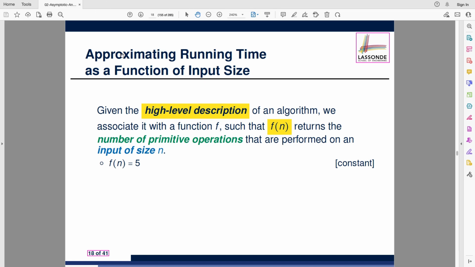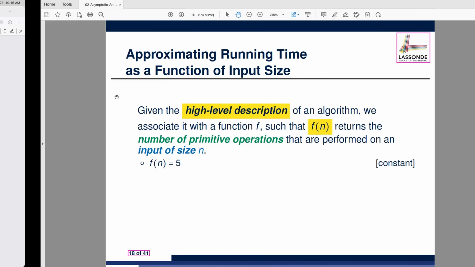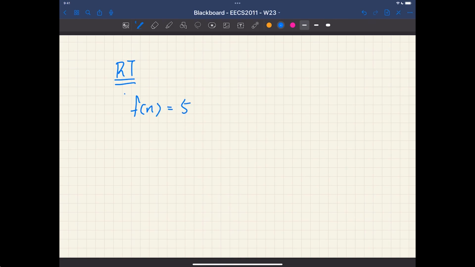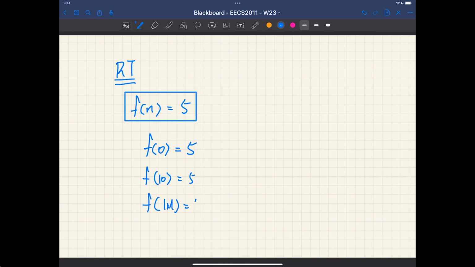So we have constant. F of n is interesting over here, right? What does it really mean? If your algorithm's running time f of n is equal to 5, this one could be confusing. What does it really mean? That means when the input size is maybe 0, the number of primitive operations will be 5, according to this function. And if the input size is 10, it will still be 5. If the input size is 1 million, it is still 5. So that's why it stays constant over here.